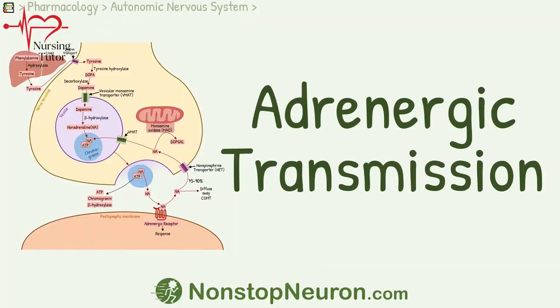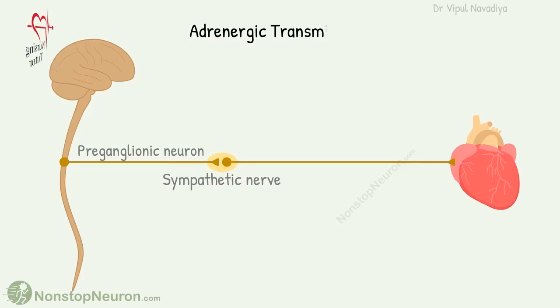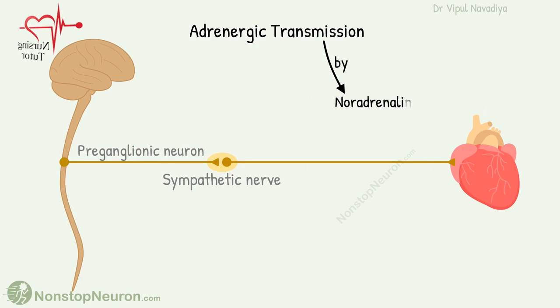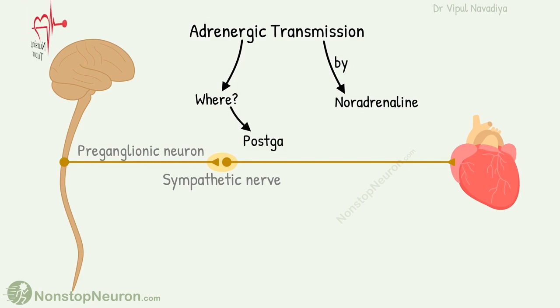In this video, we will talk about adrenergic transmission. Let's get started. By adrenergic transmission, we mean neurotransmission by noradrenaline. But where do we see adrenergic transmission? It's mainly seen in the sympathetic postganglionic neuron. That means the noradrenaline is secreted by the postganglionic neuron at its contact with the effector organ.